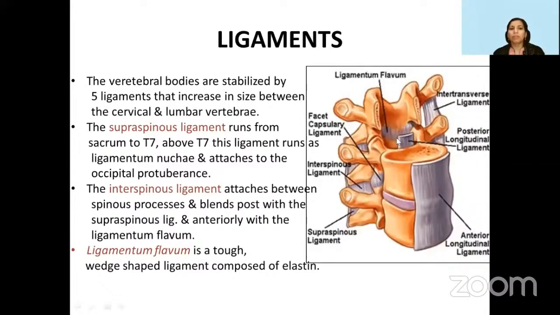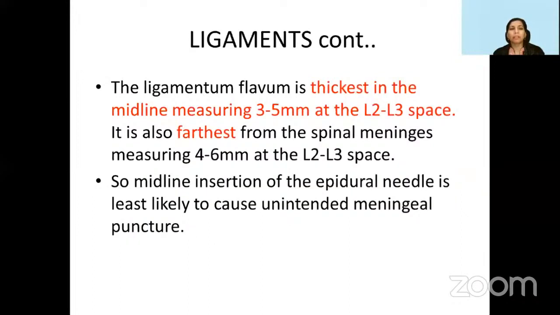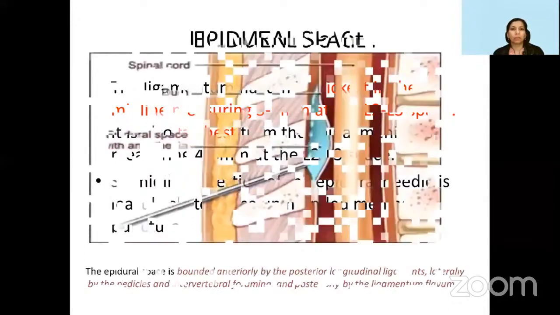Ligamentum flavum is a tough wedge-shaped ligament composed of elastin, and it is thickest in the midline, measuring 3 to 5 millimeters at the L2-3 interspace. So midline insertion of the epidural needle is least likely to cause unintended meningeal puncture.